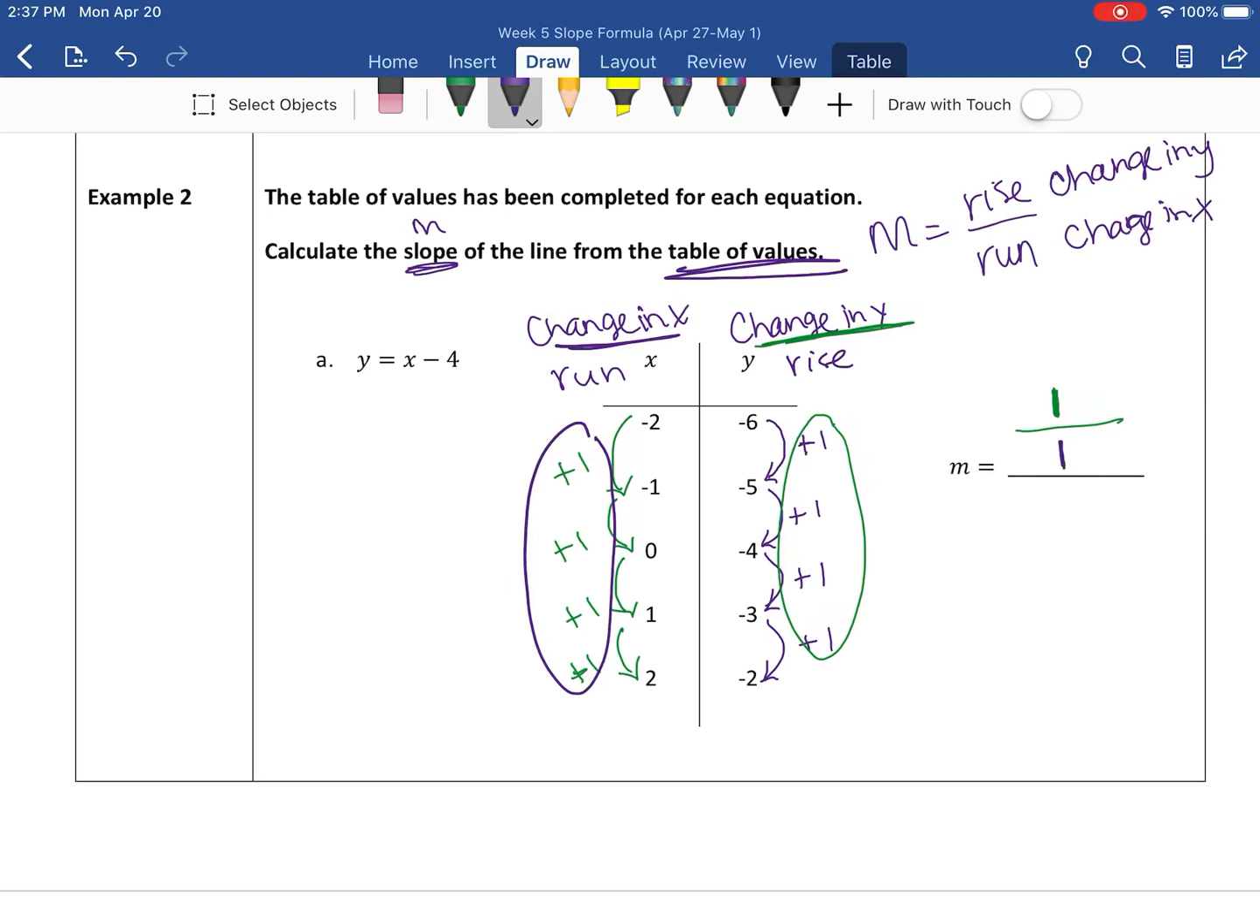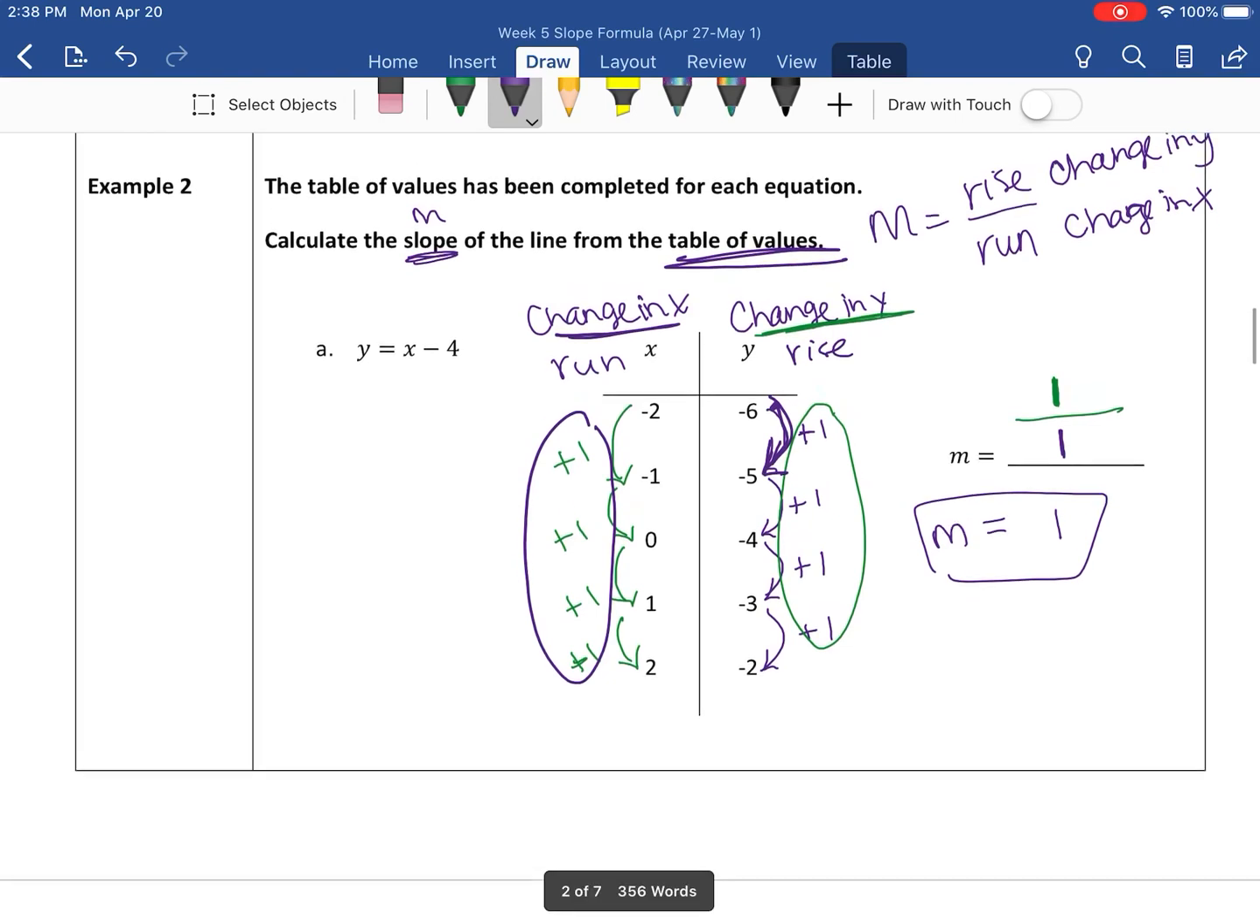And we could leave our slope as 1 over 1, or if we wanted to simplify it, we could write m equals 1. And that's our slope. And all we needed to do to find it was to figure out how far apart the points in our table are. Because remember that the points in the table represent points from our graph.